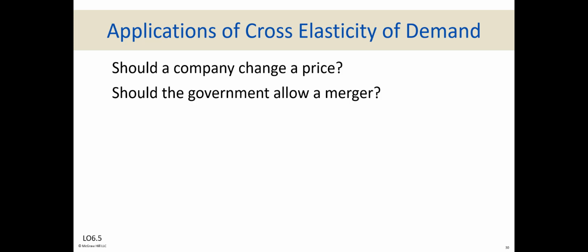So let's talk about application of cross-price elasticity. Companies can use cross-price elasticity to determine whether raising the price of one of their products will affect sales of another of their products. And government also can use it to determine whether to allow a proposed merger of two companies or not. If there is a high cross-price elasticity between two companies' products, the government will likely not allow the merger, because then these two companies are substitutes. So if you let them merge, then there will be less competition in the market.